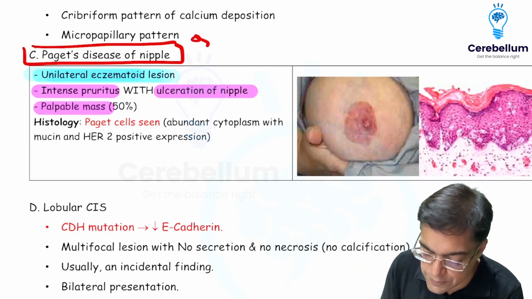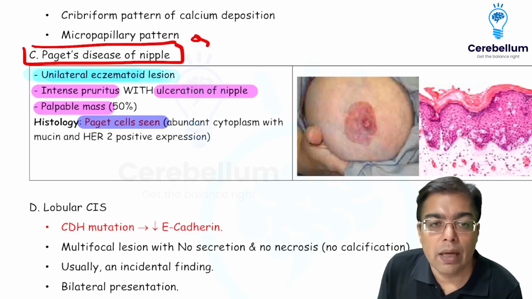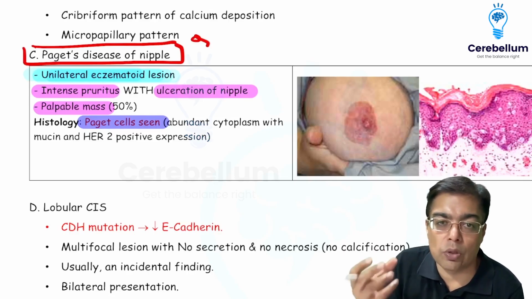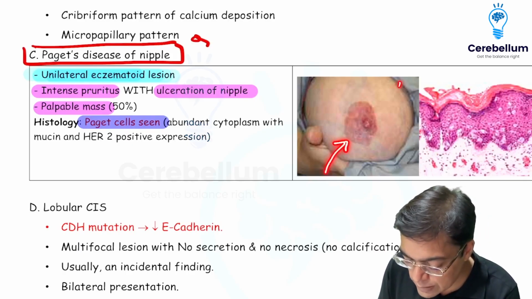One of the important findings that is going to be seen with this kind of a tumor is the presence of Paget cells, right? And these cells, as you are aware, are going to have lots and lots of mucin, and there is a high expression of HER2. So that's the appearance. It's an example of a palpable mass.